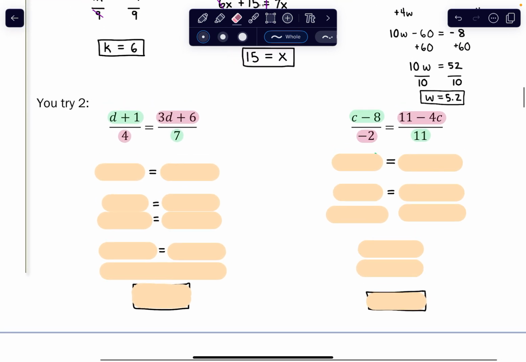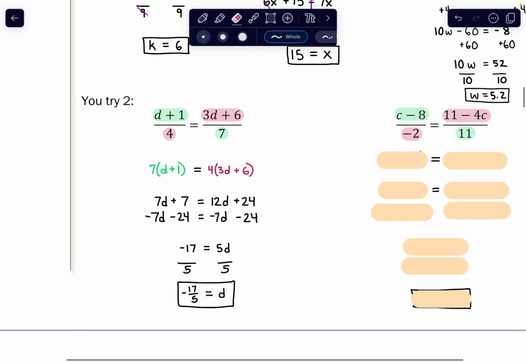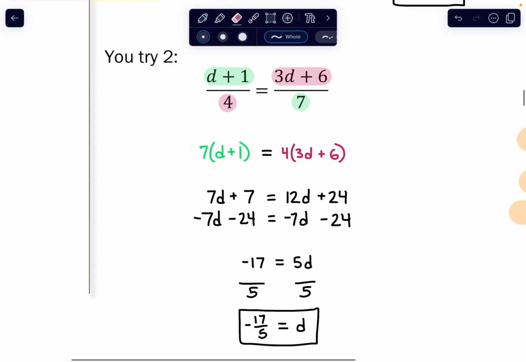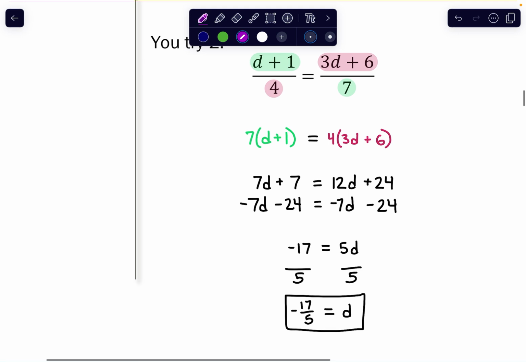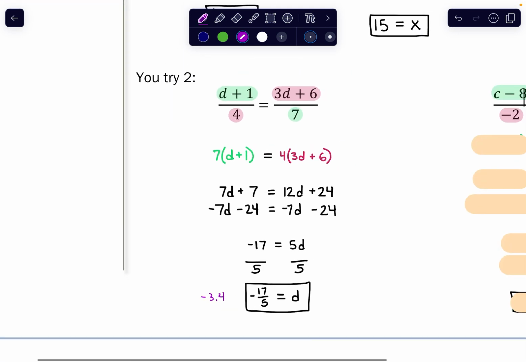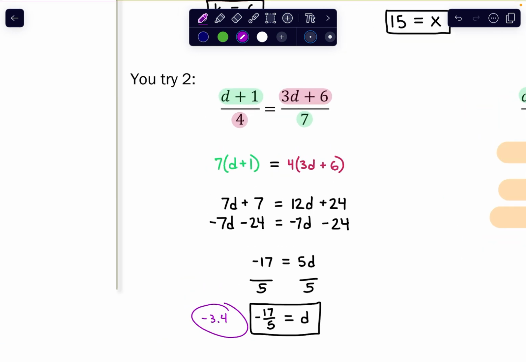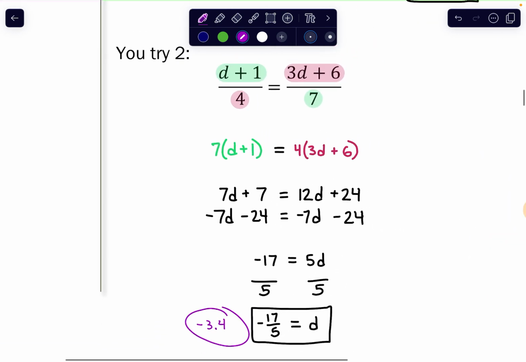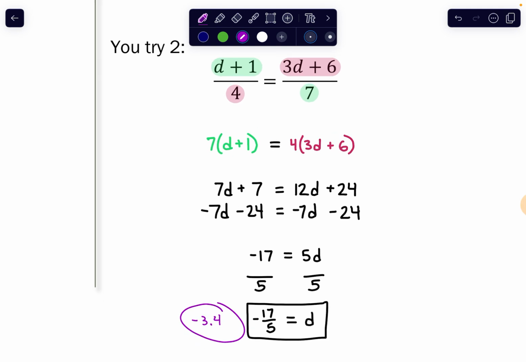All right, so let's take a look and see what we've got going on here. All right, first example. You should have gotten negative 17/5, or if I remember correctly, that should be negative 3.4 as a decimal. And remember, I don't care if you leave your answer as a fraction or as a decimal, just get the right value. Okay, so both of those are correct.